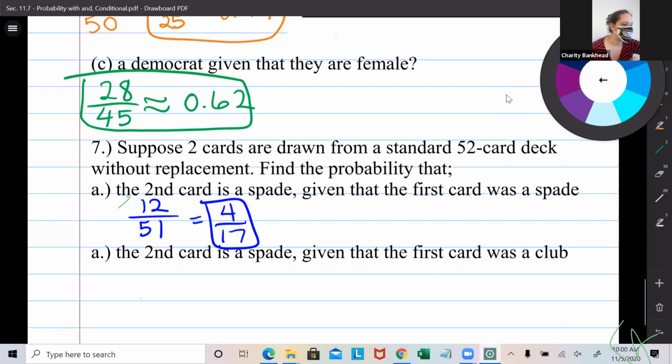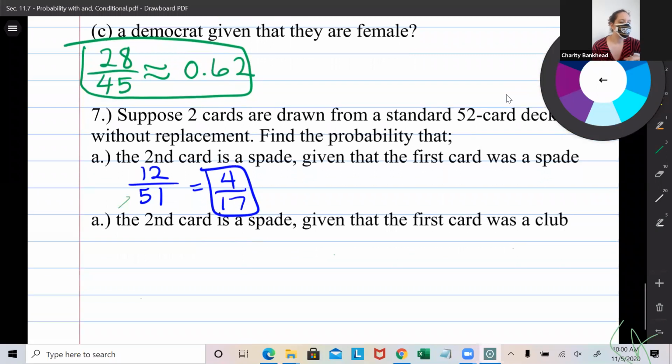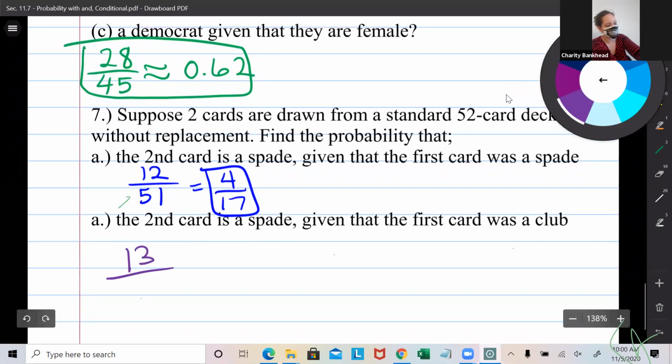And let's see. Find the probability the second card is a spade, given that the first was a club. So if the first was a club, that means there's still 13 spades in the deck, but there are only 51 cards because you have the one other card already out in your hand. And that doesn't reduce, so.